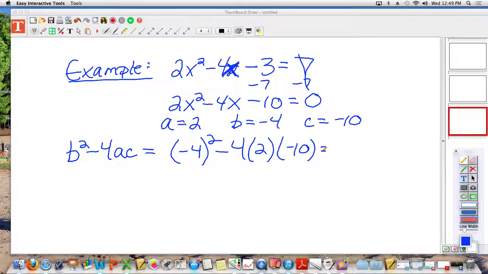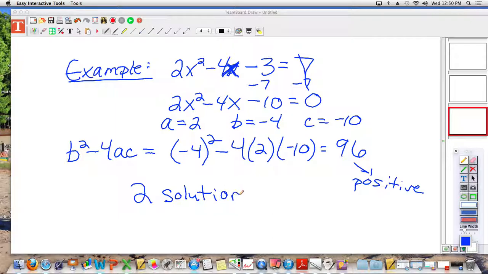What do you get? Does someone have an answer yet? What do you get? You get 96, a positive 96. Do you guys agree? What does that mean? 96 is a positive number. And if it is positive, that means you will have 2 solutions. Okay?